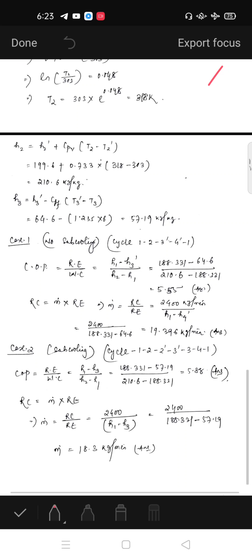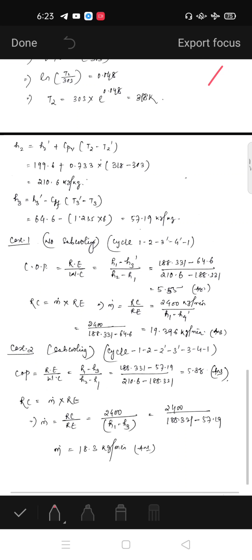And then you can find the mass flow rate. How? Because you know the refrigeration capacity will be mass flow rate into refrigeration effect. So mass flow rate will be refrigeration capacity by refrigeration effect. Just divide the capacity by the refrigeration effect, and you can find the value of mass flow rate, that is 119.396 kg per minute. You can convert it into seconds by dividing by 60. Okay, so no need to convert, because the question does not instruct us to convert into kg per second.